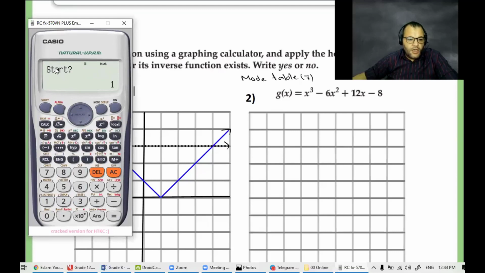Sorry, mode what? Mode 7. Mode table, 7. I don't see table in your calculator. Is your calculator 570 or 991? 570. You find mode 7. Both of them have mode 7.